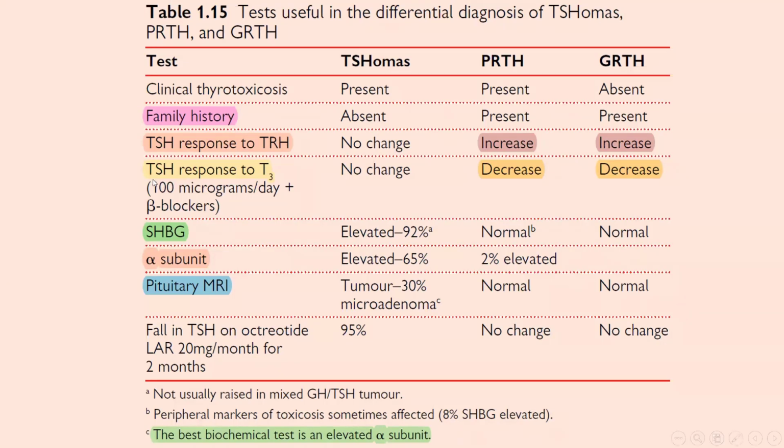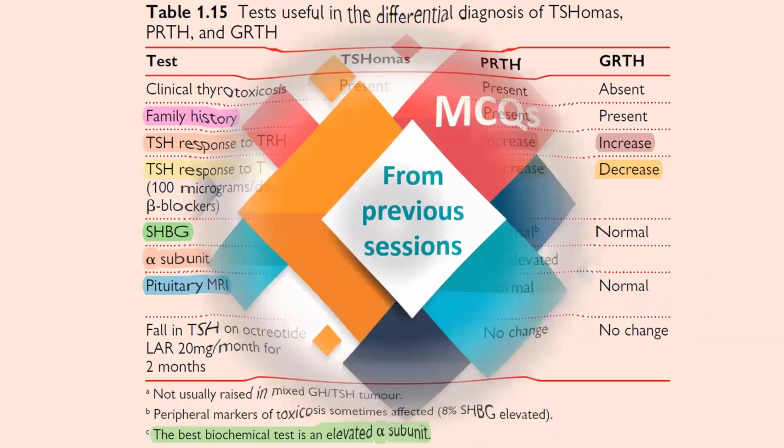And another very important test is TSH response to T3. In this situation, in TSHoma there is no change, but in resistance to thyroid hormone it will decrease like a normal individual. This is very important. And the pituitary MRI will show a macroadenoma in about 70% of TSHoma cases. The treatment of TSHoma is mainly surgery. And don't forget that a somatostatin analog can be used to render the patient euthyroid before the surgery, not antithyroid medication. And this is a very important hint.